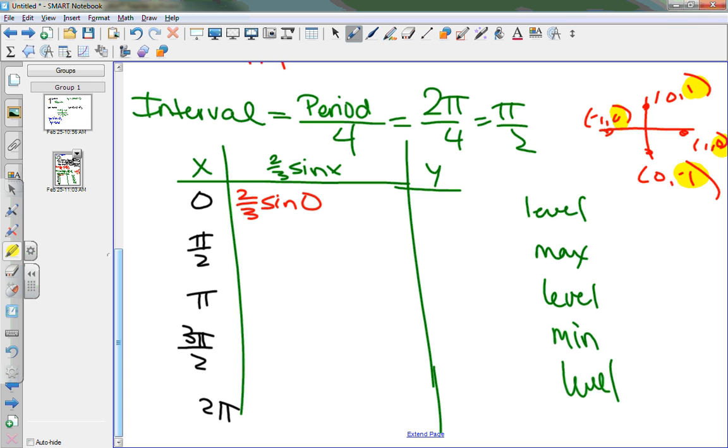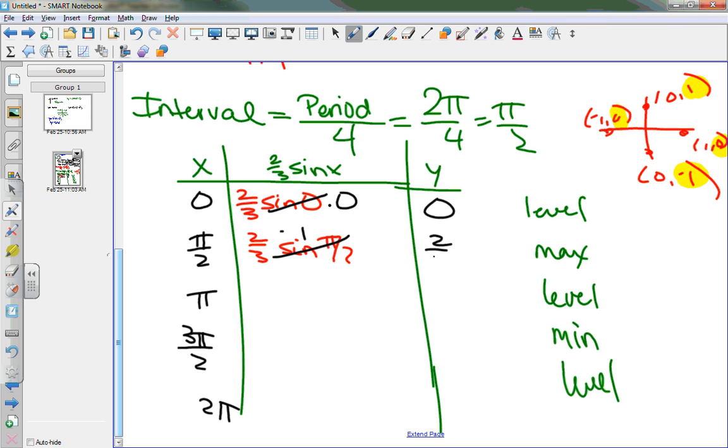So, what is the sine of 0? 0. The sine of 0 is going to be 0. 0 times 2/3 is? Zero. Was that my level? Yes. Go to the next one and plug it in. 2/3 times the sine of pi over 2. What is the sine of pi over 2? 1. So that turns into 1. So what is 2/3 times 1?